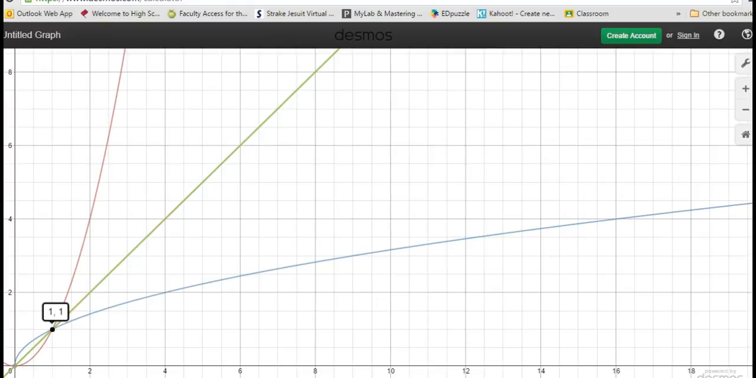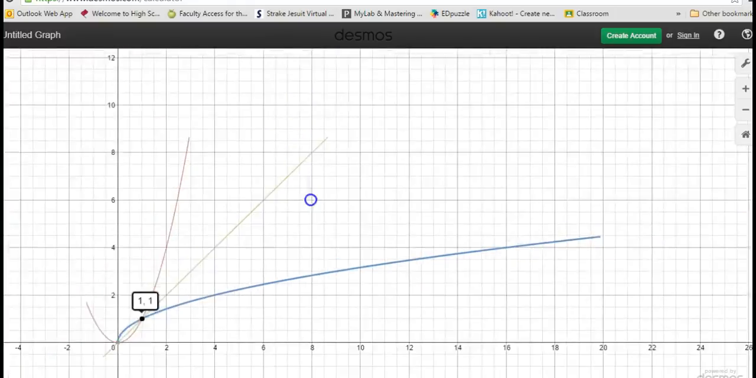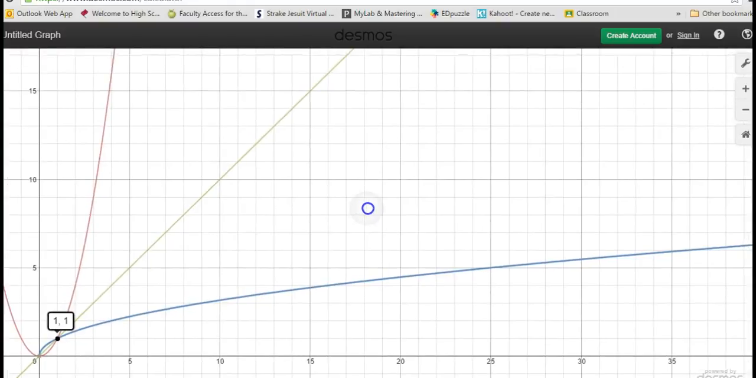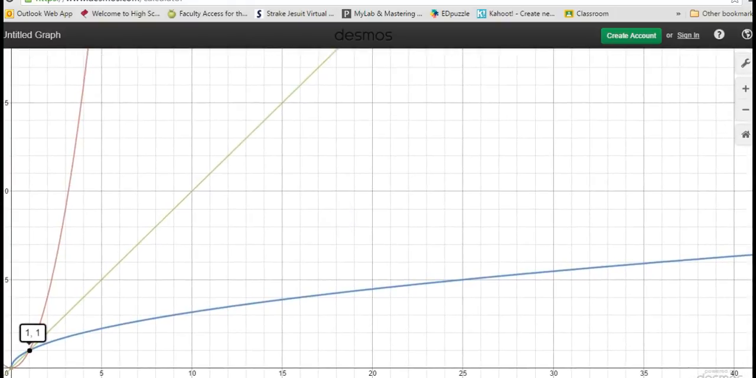How about (2, 4) right here? That's on the squaring function. If I reverse those, then (4, 2) would be on the inverse, the square root function. And then continuing on, if we want to see another example, maybe (3, 9), that would be right there. Then (9, 3) would be on the square root function, etc. And so, graphically speaking, inverses are reflected about the line y equals x.